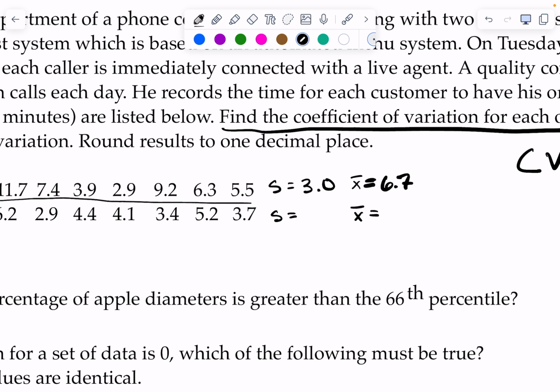What's the standard deviation for the second list? What'd you get? 1.1. Okay, and 4.3. I got 4.27, so 4.3. It says to round to the nearest. Okay.